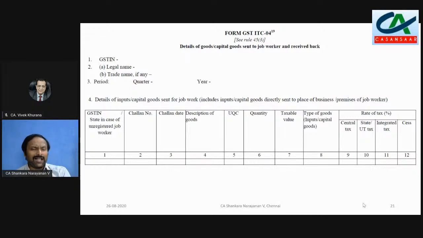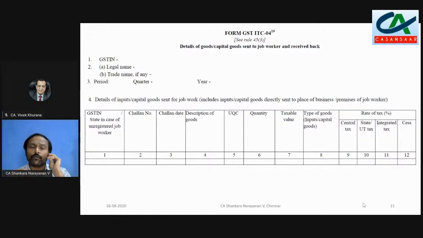Table 4 asks us to give the list of all transactions that we have done through a delivery challan with our job worker. Whatever has gone from us to the job worker, sent to the job worker. It could be capital goods, it could be inputs. Whatever has been sent from our premises to the job worker's premises, and what is the document reference? If available, what is the GST number of the job worker? All this has to be given.